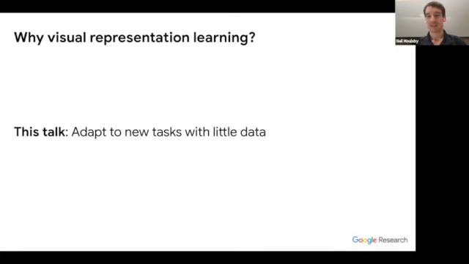So today I'm going to talk about some of our work in Google Brain on visual representation learning. And the first question to set the stage is why are we doing visual representation learning? There are multiple possible answers to this question, but the focus of this talk is going to be on learning visual representations such that we can adapt to new or unseen tasks with little data. One can imagine in the distant future that this research could be useful for robotics or any sort of deployed system that uses vision and needs to adapt online to new environments or new instructions and such.